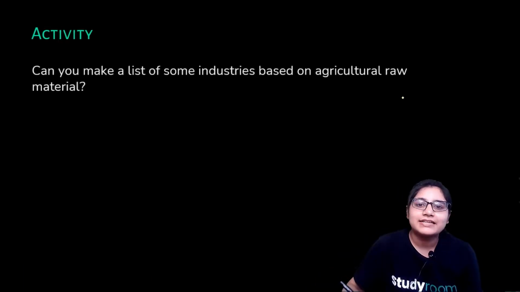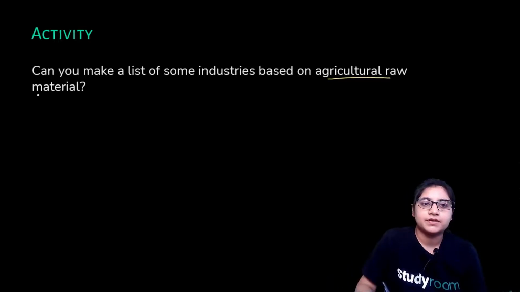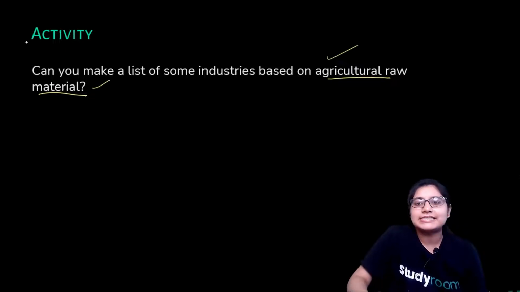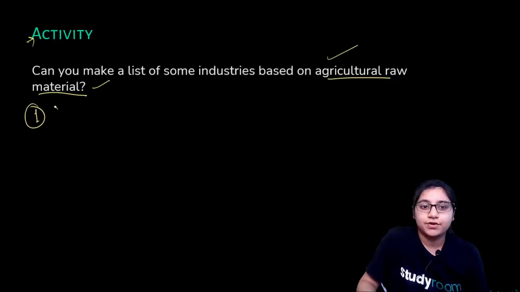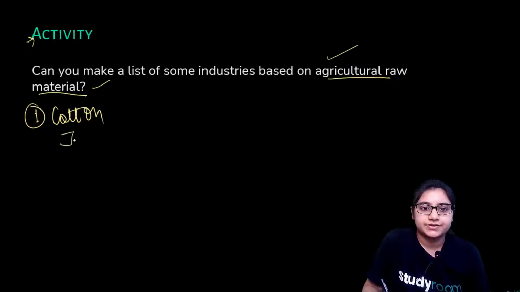So, can you make a list of some industries based on agricultural raw material? It's very easy, right? This activity has to be done by you, but I can cite an example for you, that is cotton. And even the jute industry for that matter, right?